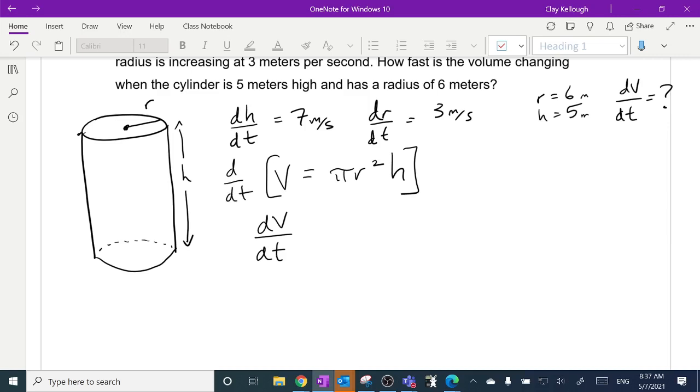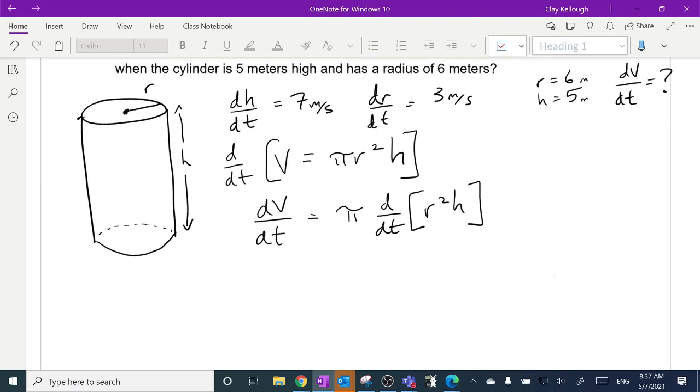So the derivative of volume with respect to time is going to equal, well, the pi is just a coefficient, so we can ignore that. And then we're doing the derivative with respect to time of r squared h. And that's going to take both implicit differentiation and a chain rule. Okay?